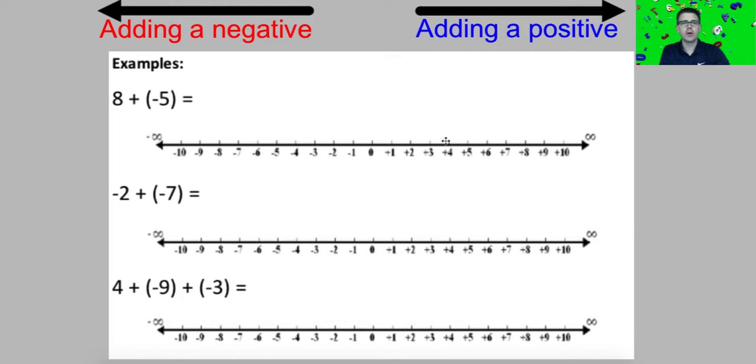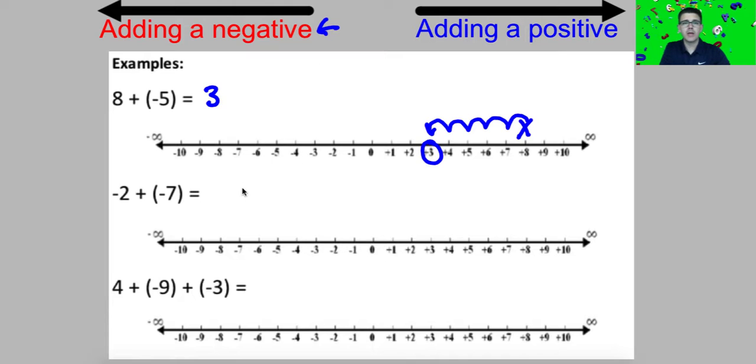So let's try a couple more here. This one is 8 plus -5. So I'm going to start at 8. The first number tells me where to start, and I'm adding a negative number. So my rule is if I'm adding a negative, I'm going to move to the left. 1, 2, 3, 4, 5 spots, and I get an answer of 3.